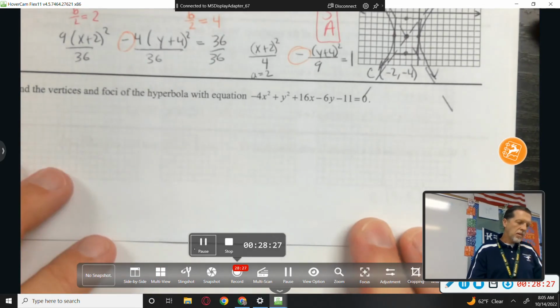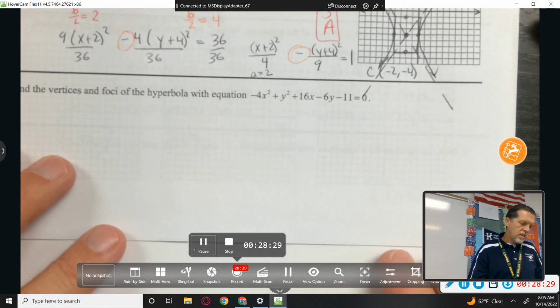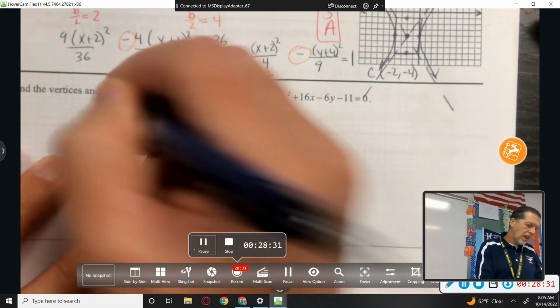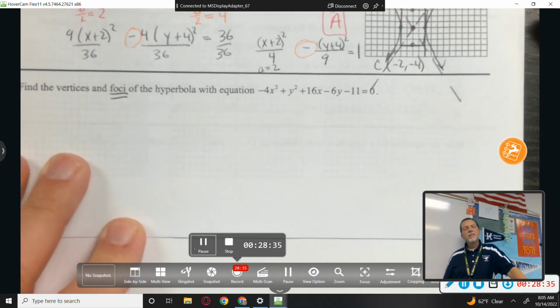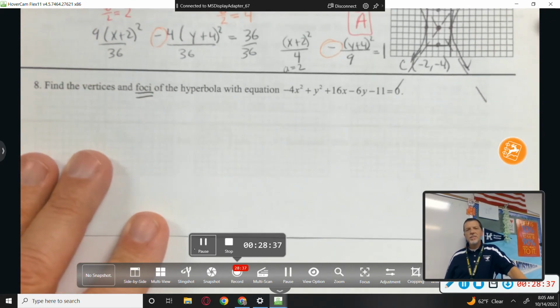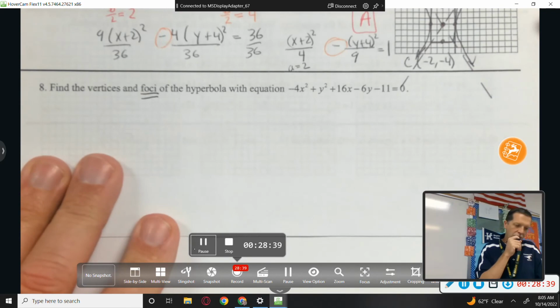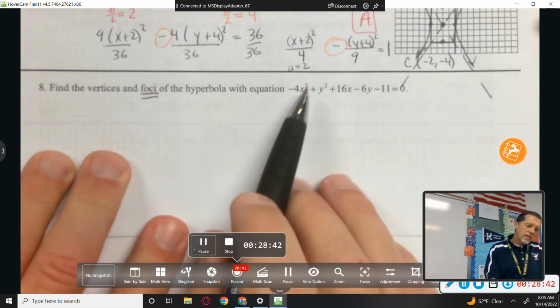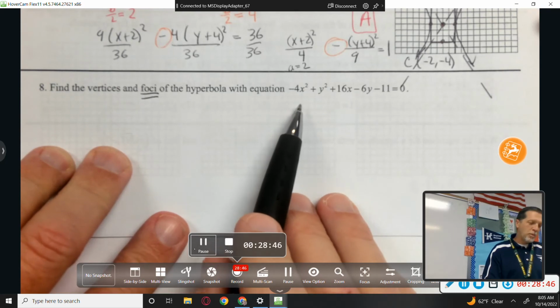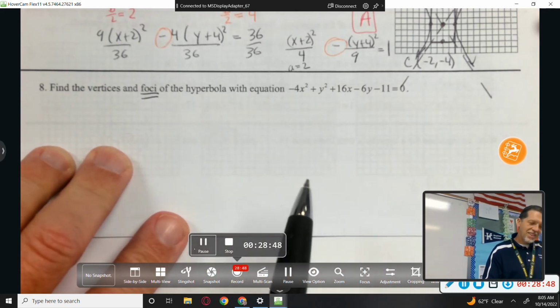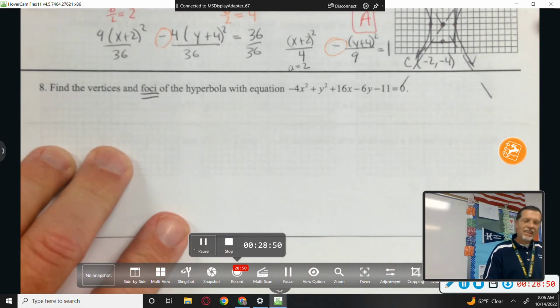Number 8. Find the vertices and foci of this hyperbola. Although something's a little bit different about this one than the last one. What's different and how do you propose we fix it?